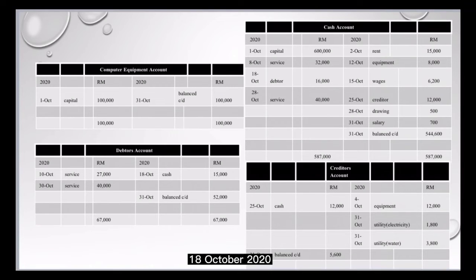For the next date, 18 October 2020, the first one is debtors account.